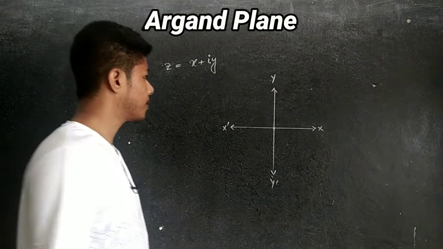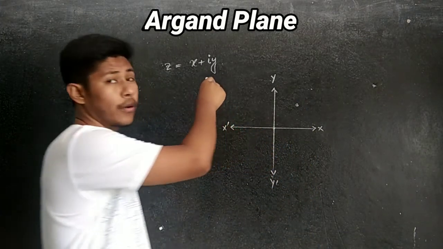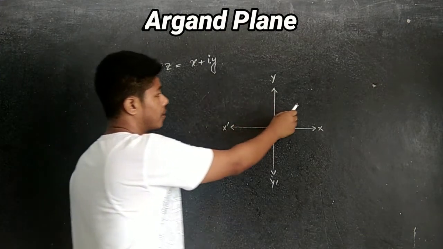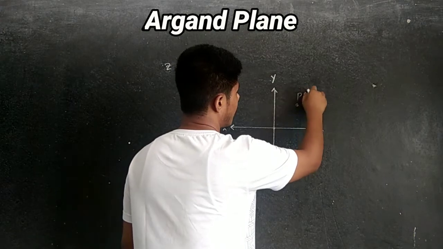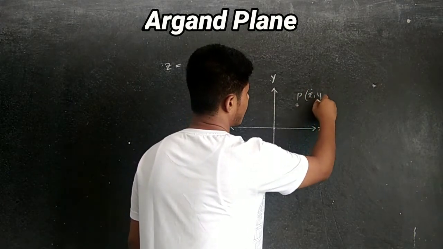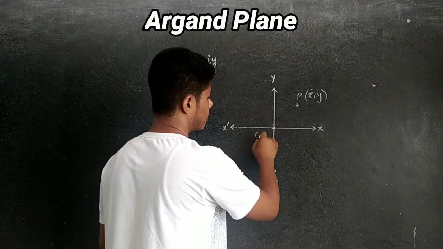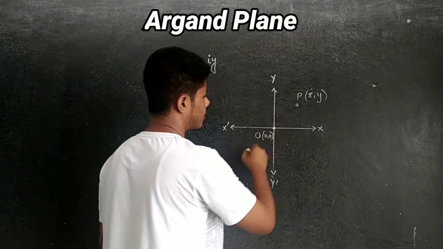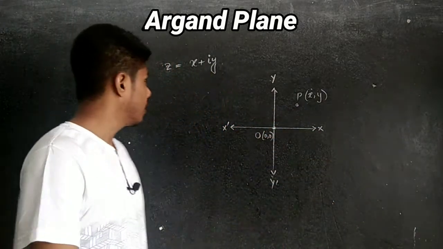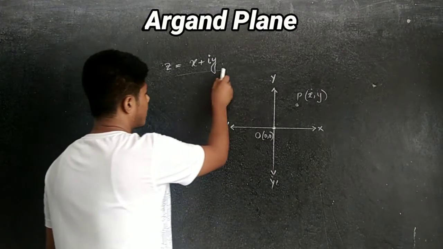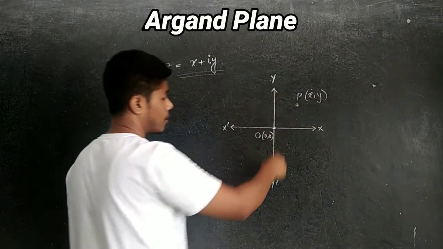Now suppose the point is here, so the coordinates are x and y. If we denote this point as P, the point is x comma y, and here the origin we have to write as 0 comma 0. Is it clear? So this is the point P(x, y), and the complex number is x plus iy. This one is the real axis, this is the imaginary axis.